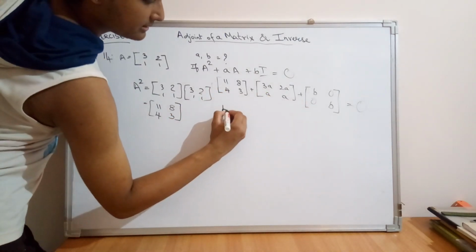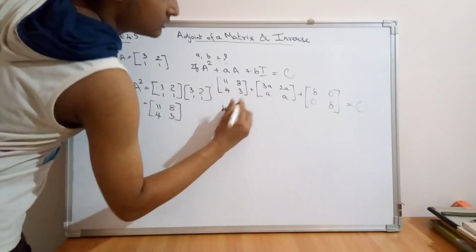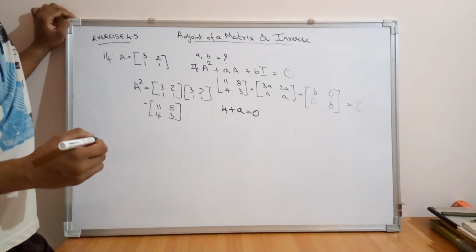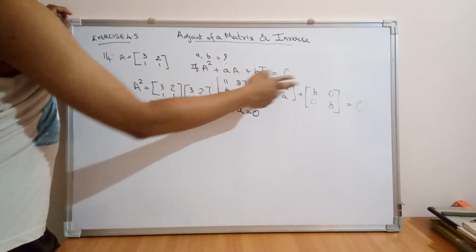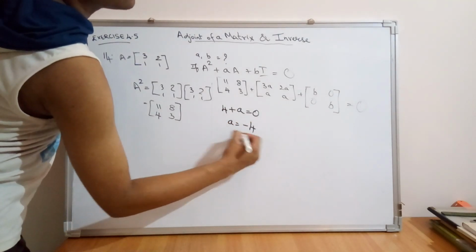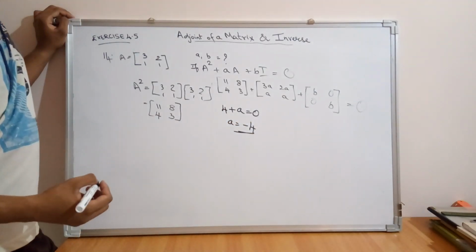That is 4 plus A plus 0, that is 4 plus A is equal to 0. Or 8 plus 2A is equal to 0. Both give the same. Therefore, A is equal to minus 4 is the answer for this.